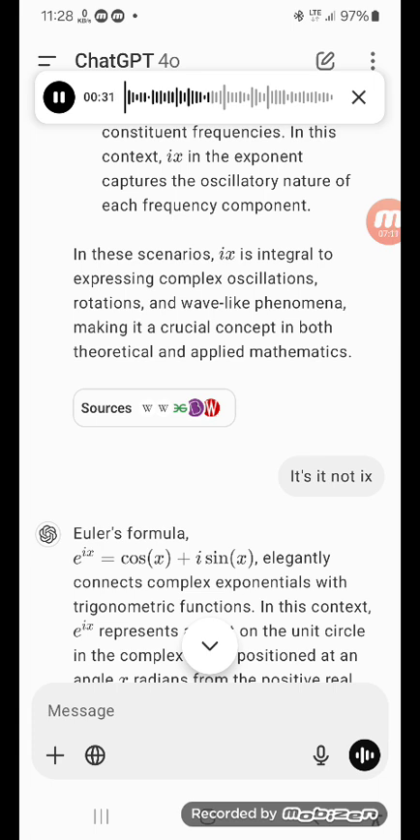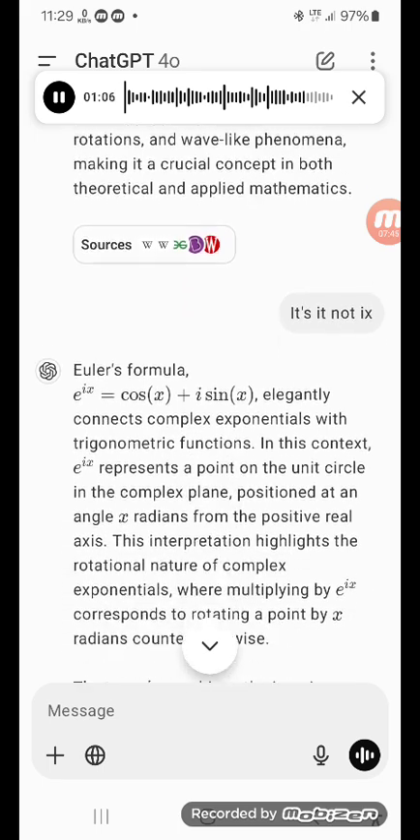The term ix combines the imaginary unit i with a real number x. While ix itself is a complex number, it becomes particularly meaningful when used as an exponent in expressions like e^(ix). In this setting, ix signifies a rotation in the complex plane, as described by Euler's formula. Therefore, e^(ix) encapsulates both the magnitude, which remains 1, and the direction, determined by x, of the complex number on the unit circle.